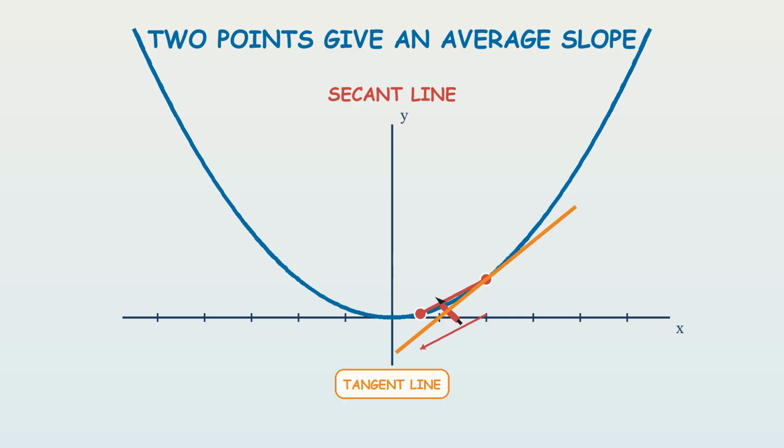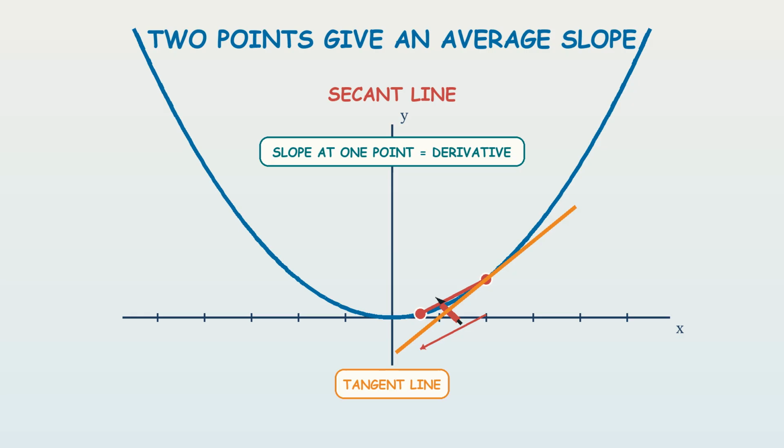That final line only touches the curve at the point we care about. It is called the tangent line. The slope of that tangent line is the derivative. So a derivative is not magic. It is simply the slope of a curve at one exact moment.